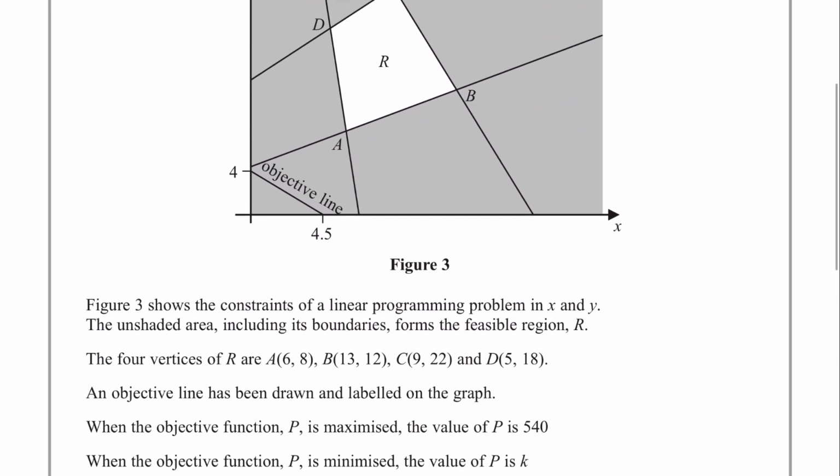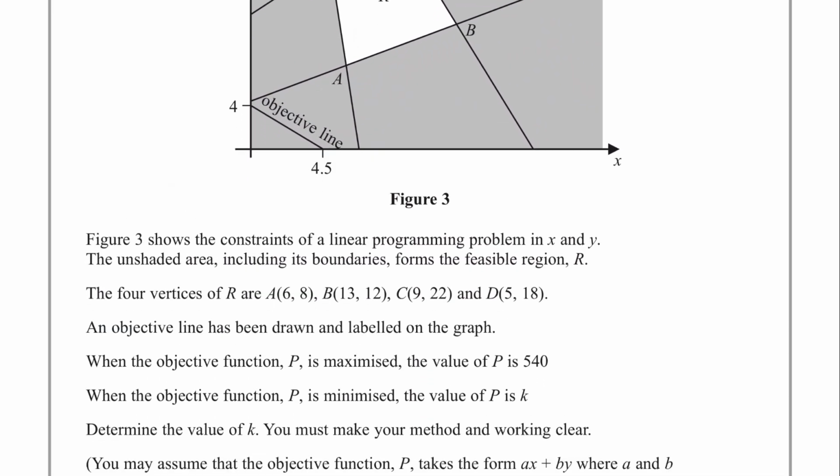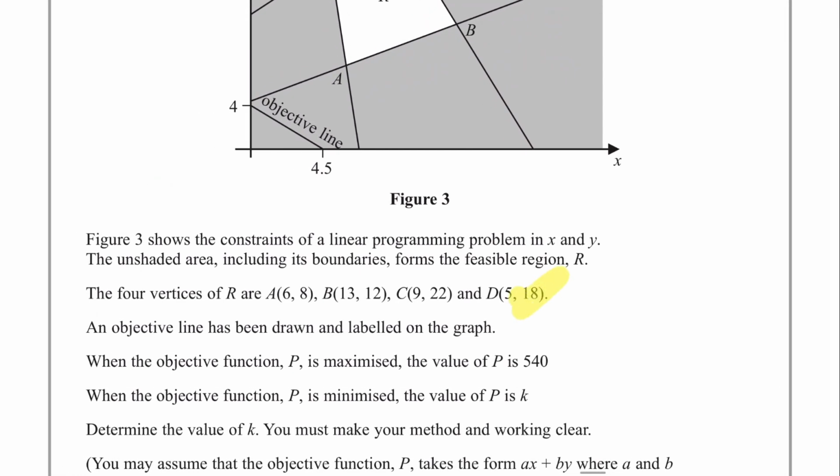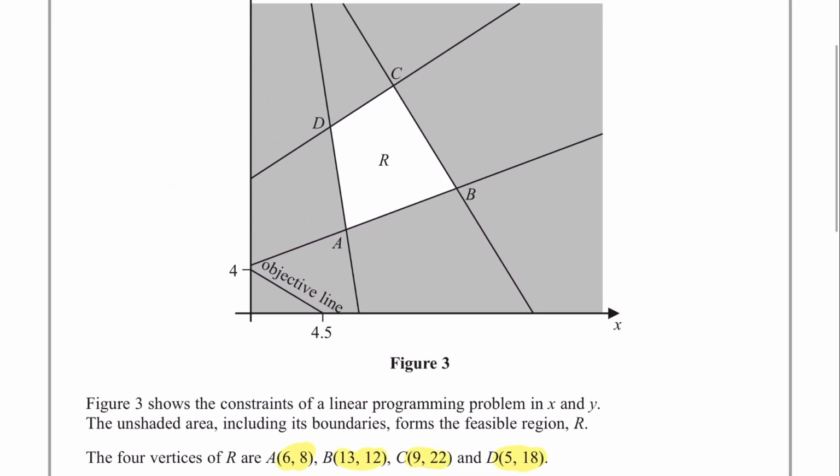So we want to figure out which points from these four vertices we're given: D at 5, 18, C at 9, 22, B at 13, 12, and A at 6, 8. To find the vertices we need, we take this objective line and slide it across to find the minimum and the maximum point. The minimum point is the vertex which intersects with the objective line as we enter the region. So that's going to be vertex A.